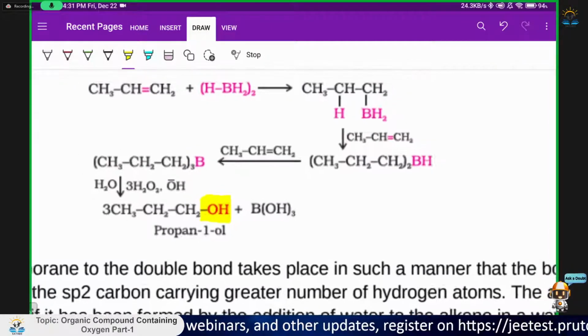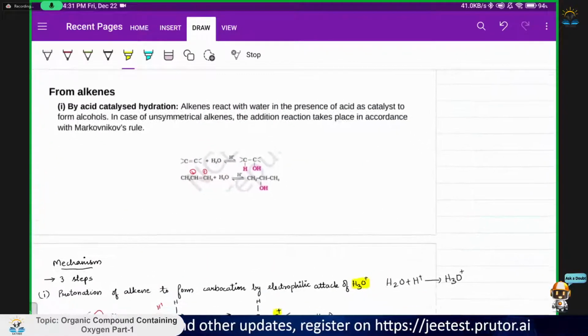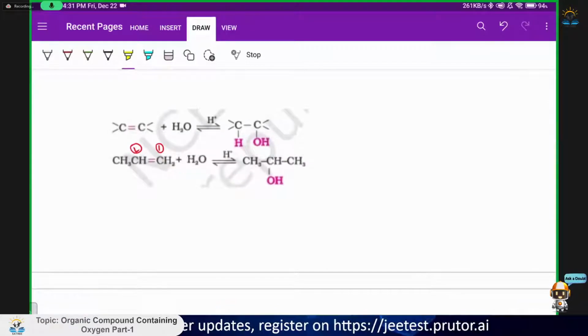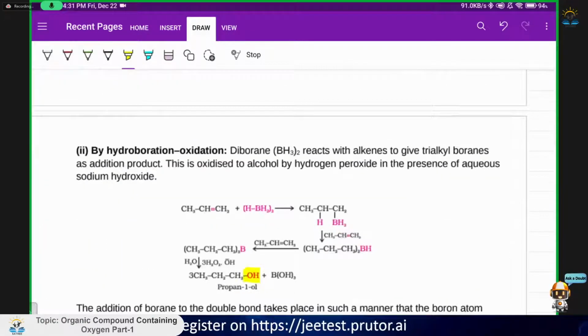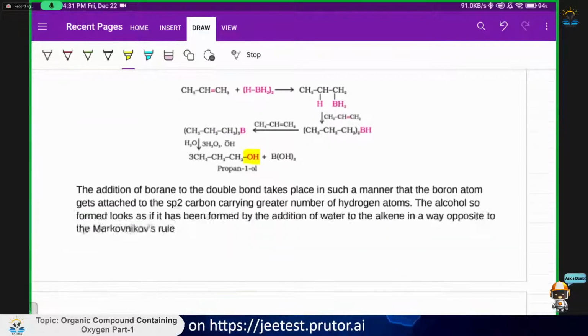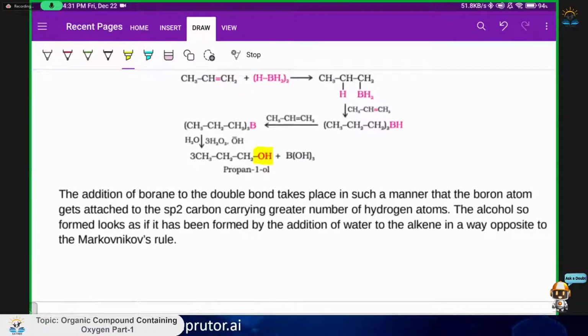In the method we saw, acid catalyzed hydration, the OH group was inserted on the second carbon. But for hydroboration oxidation, it came to the first carbon. So we can say that in this method of preparation of alcohol from alkenes, the OH group is attached opposite to the Markovnikov's rule. That is what is to be noted in this method.